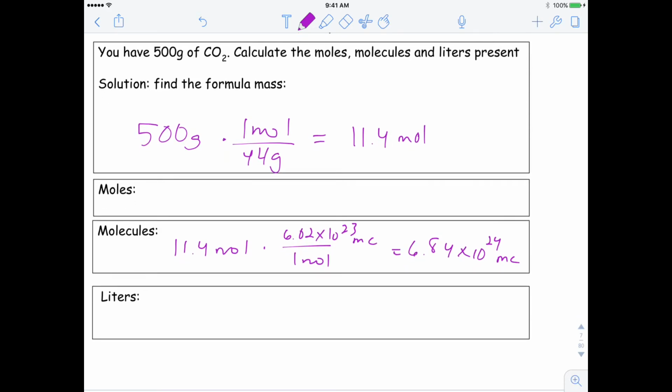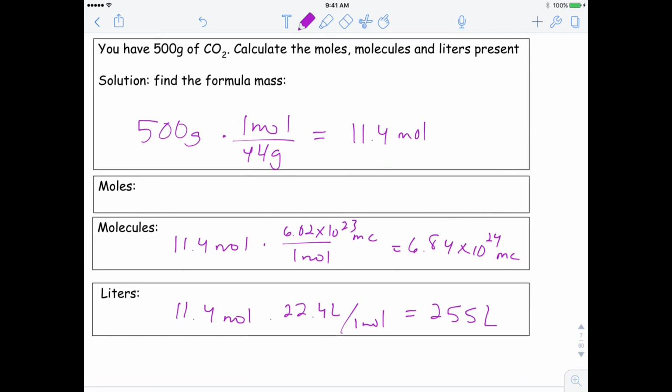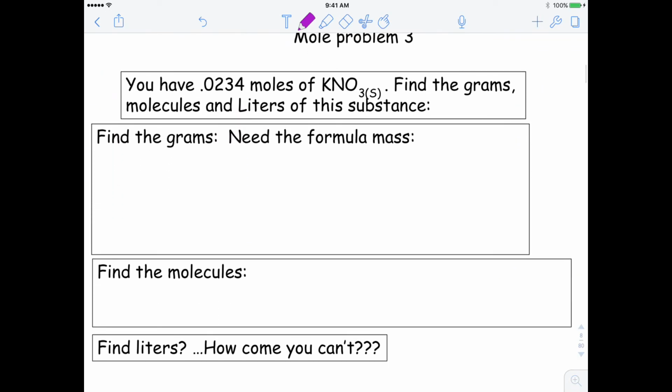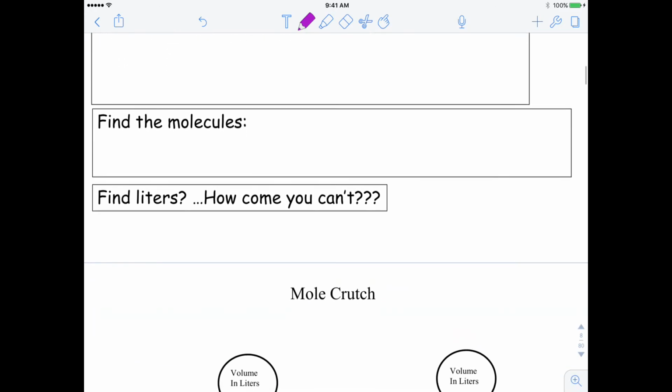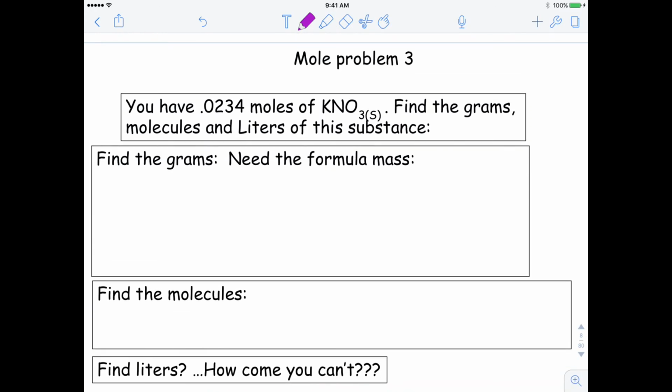Finally, I could do it with liters. 11.4 moles times 22.4 liters for every 1 mole, and I get 255 liters, and that would be at STP. Go ahead and try mole problem 3. Tomorrow we'll talk about this in class and go through it. Thanks so much.